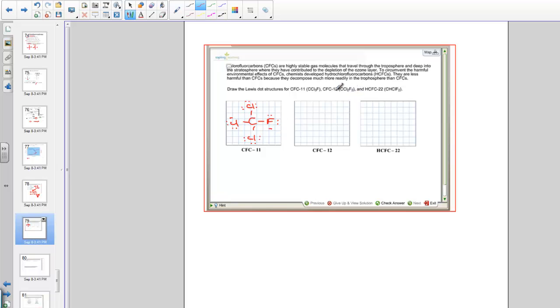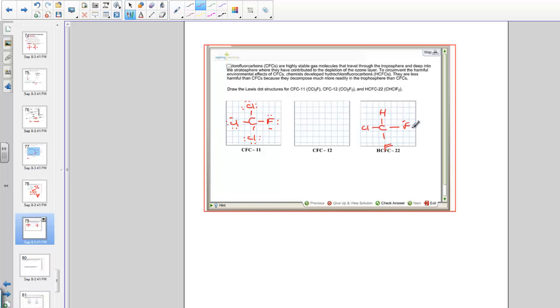If I want to draw CFC-12, I have 2 chlorines and 2 fluorines. And if I want to draw CFC-22, there's 1 chlorine, 1 iodine, and 1 fluorine. Now that might be hard to see, but there's still 4 attachments. Oh, that's not iodine, that's Cl. So that's CHClF2, I apologize, I don't have my glasses on. C is attached to an H, also attached to a chlorine, that's a Cl, and then 2 fluorines.